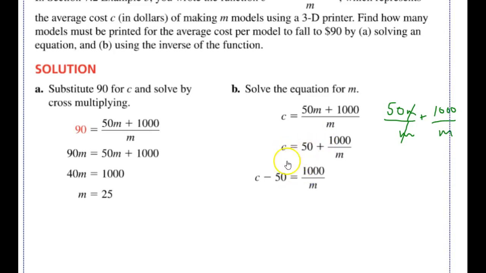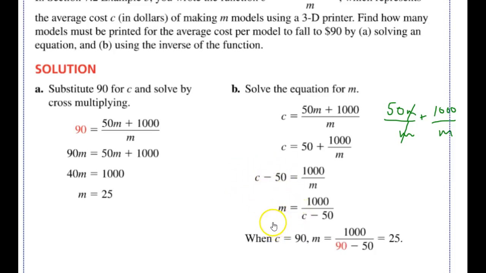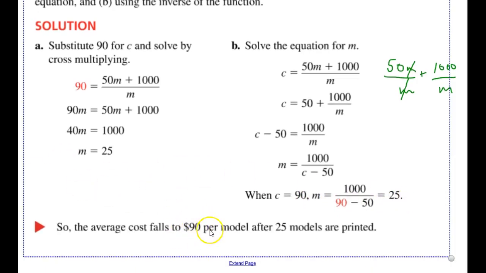So now I can subtract my 50 from both sides. I can cross multiply and get m by itself. So if I multiply both sides by m and then divide both sides by the c minus 50, I've solved for that m. So now, again, I can solve it this way as well. So again, when c equals 90, I just plug that in and find my m, and I end up with the same answer. So my average cost will fall to $90 per model after 25 models are printed.